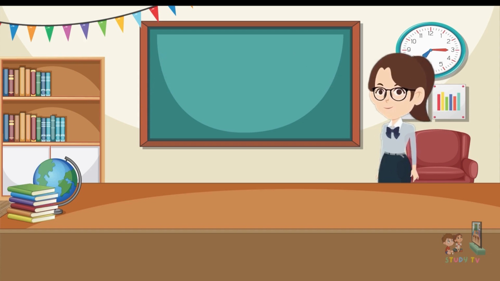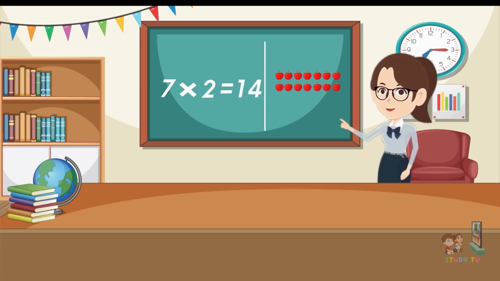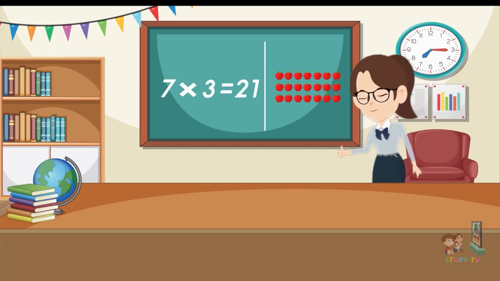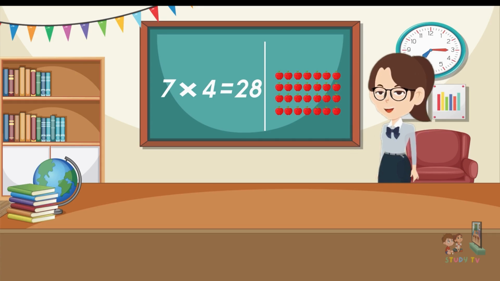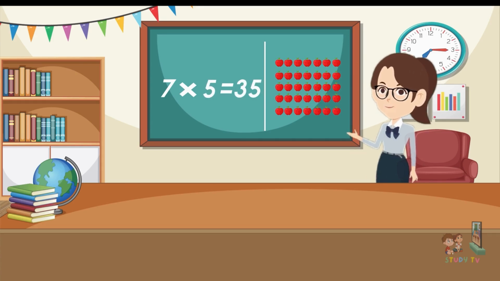Seven times table. 7 into 1 is equal to 7. 7 into 2 is equal to 14. 7 into 3 is equal to 21. 7 into 4 is equal to 28. 7 into 5 is equal to 35.